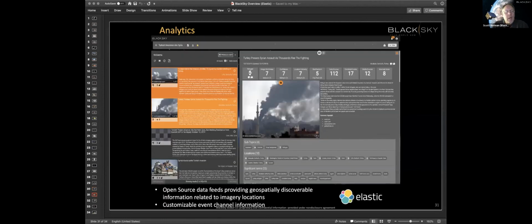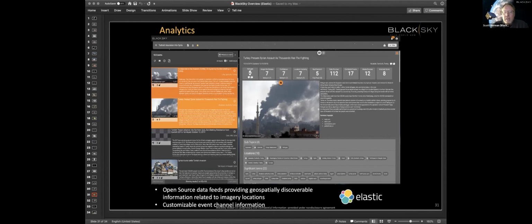In addition to having this giant geospatial catalog of data coming from all these different sources, we also build analytics on top of it. And part of what you're seeing in this view is I'm looking at a particular event, Turkey presses Syrian assault as thousands flee the fighting. You can see here, if you look at those large numbers, it's a refugee event. It has an image worthiness score of 7. That means this is a good image to take satellite pictures of. Some events are not. A kidnapping, while very important, it's pretty hard to chase that with a satellite. But things like a Turkish military incursion into Syria, very high image worthiness score.